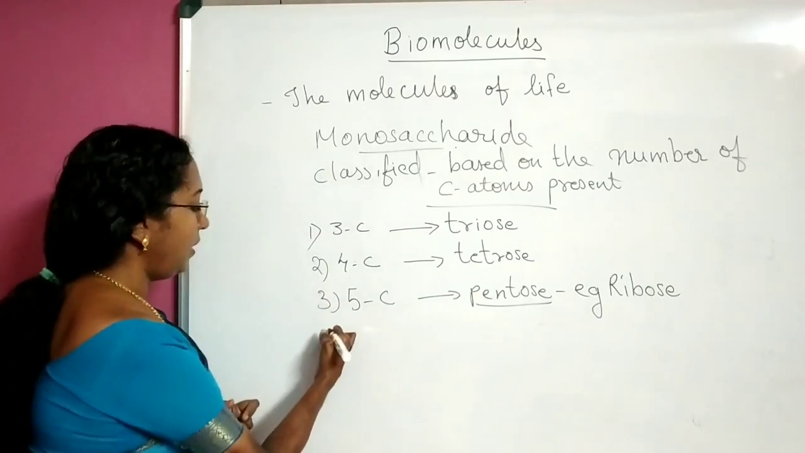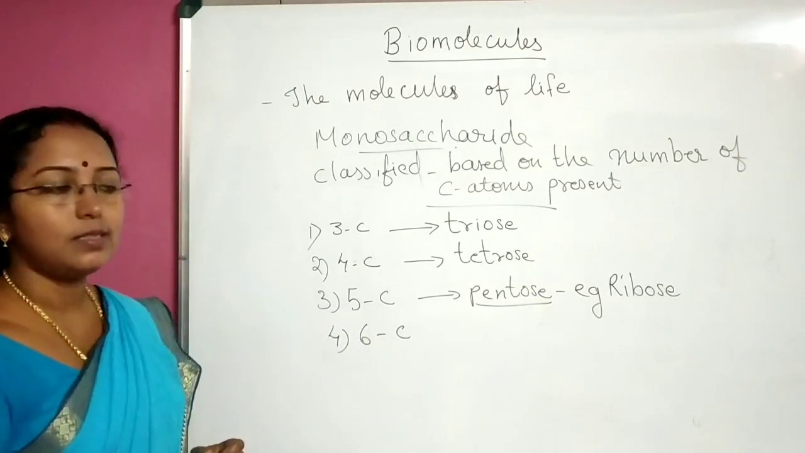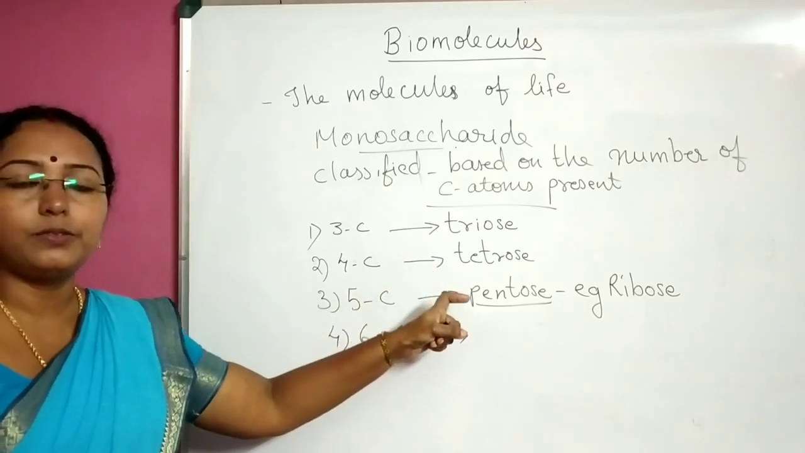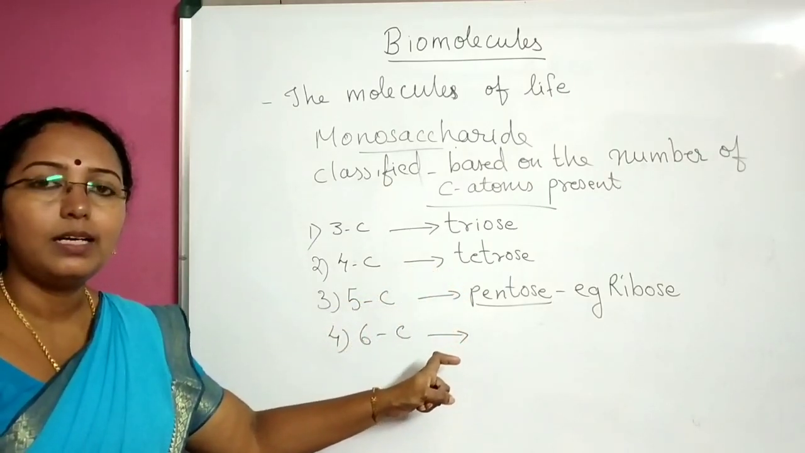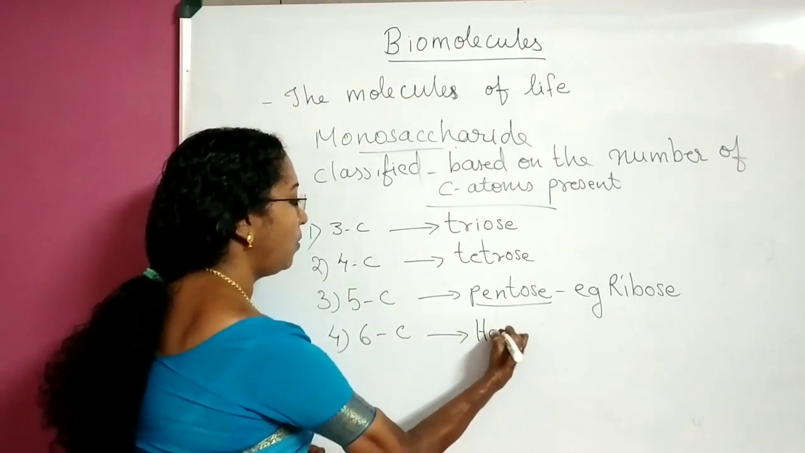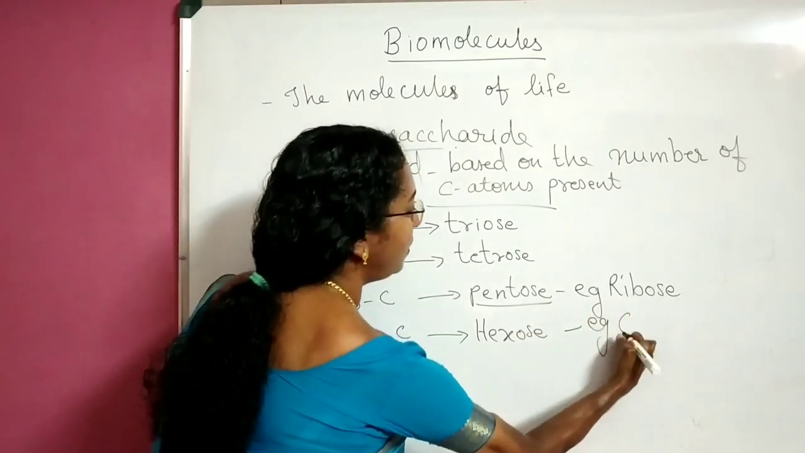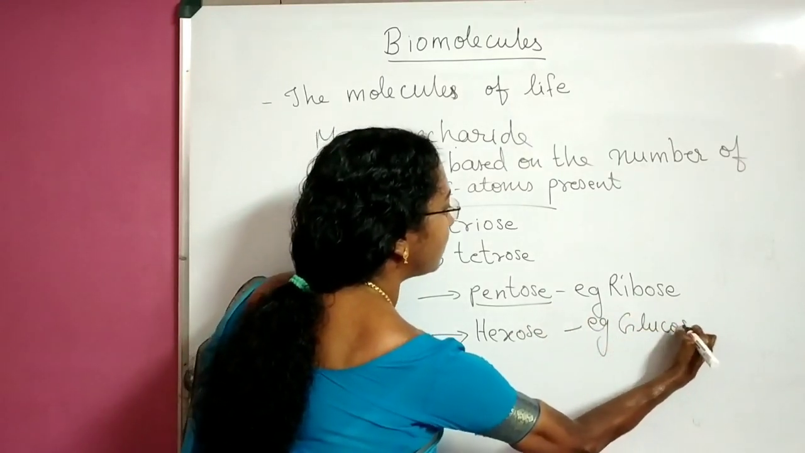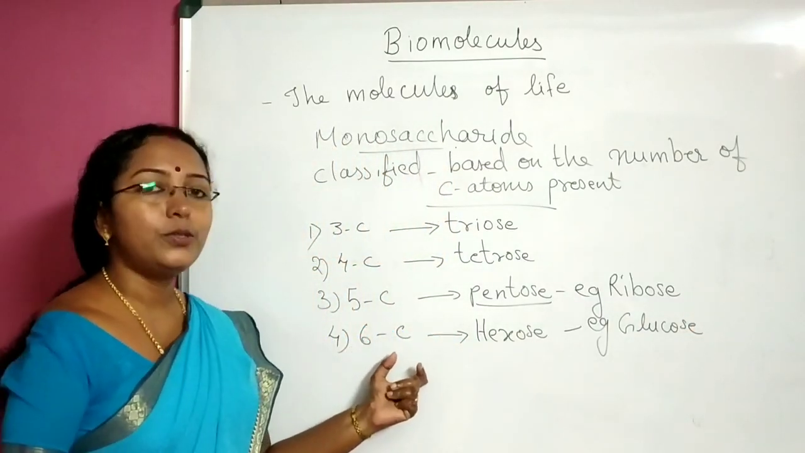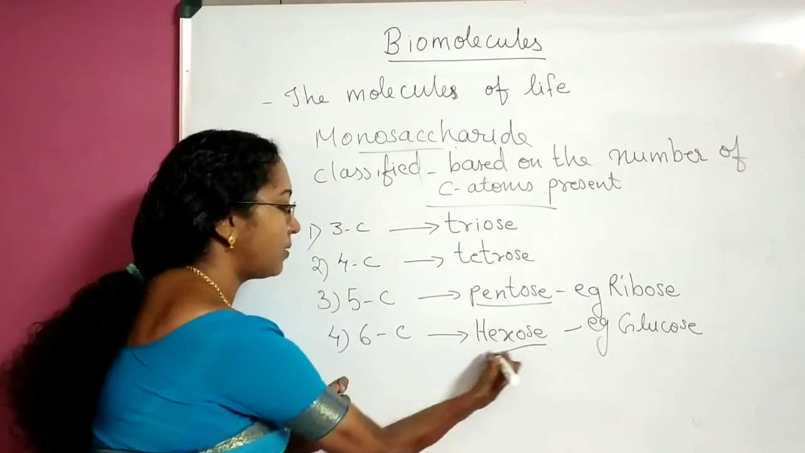Then next one, sugar having 6 carbon atoms. What will you call them? It is triose for 3, tetrose for 4, pentose for 5. And what will be for 6? Yes, it is hexose. You call them hexose. And the example is our normal glucose. We all know about this. Glucose is a sugar molecule and it is an example of a sugar molecule having 6 carbon atoms. It is an example of a hexose.